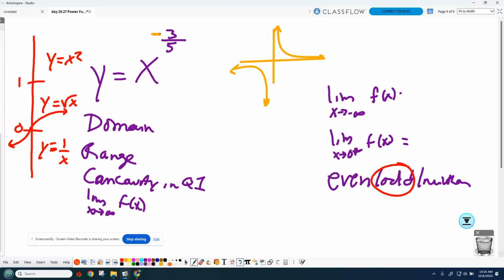Domain. Can I put everything in, Tim? No. What's the one thing I gotta kick out? 0. Okay, the domain of this one, all of the numbers except 0. Naomi? Range. Can I get all of the y values? No. Which one do I gotta kick out? Is it ever gonna hit 0? So the range is everybody but 0 also.